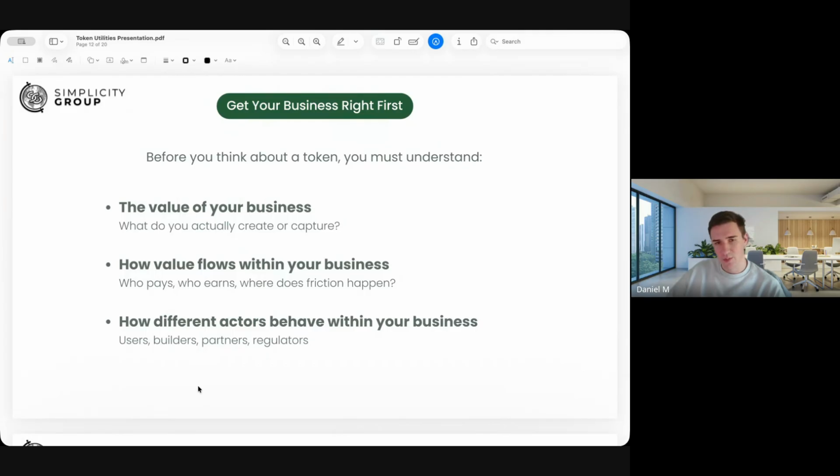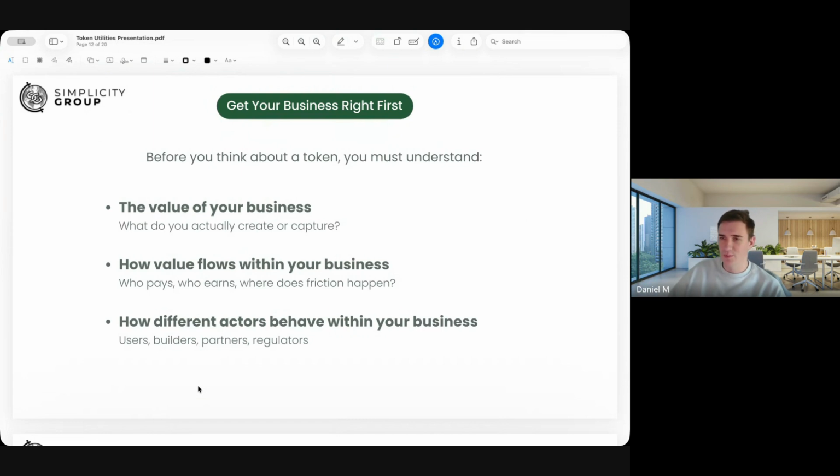So let's say the value of your business is data. How do you actually use that data? Are you selling that data to hedge funds? Are you selling that data to influencers, to corporations? So what is the value? Then how does that value flow within the business? And which actors behave within your business? Is it users, builders, partners, or regulators?